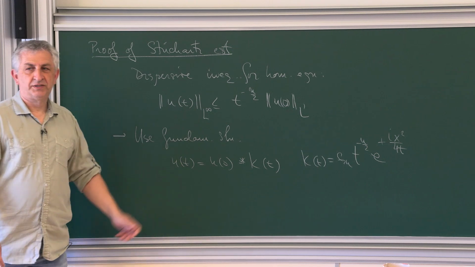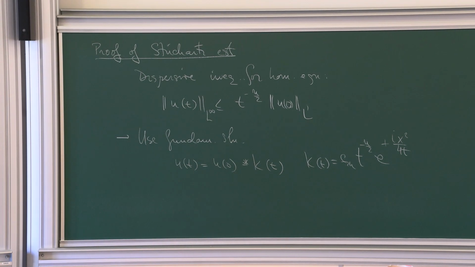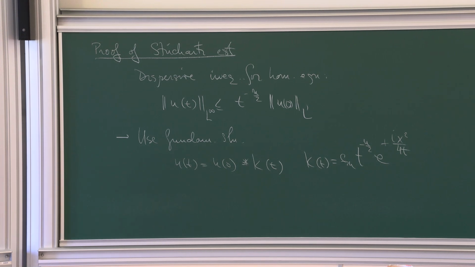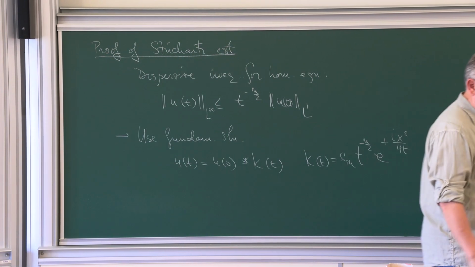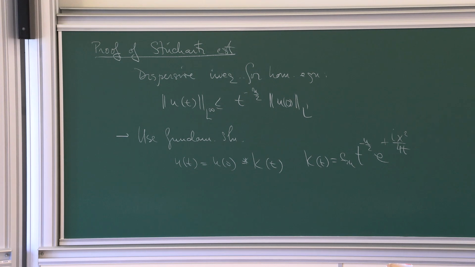Unfortunately, this only works if you look at problems with constant coefficients, because that's when you can write the solution as a convolution. So what happens if instead of this constant coefficient operator you put a variable coefficient? We need, in the first place, to have a different proof of the Strichartz estimates for the constant coefficient case.